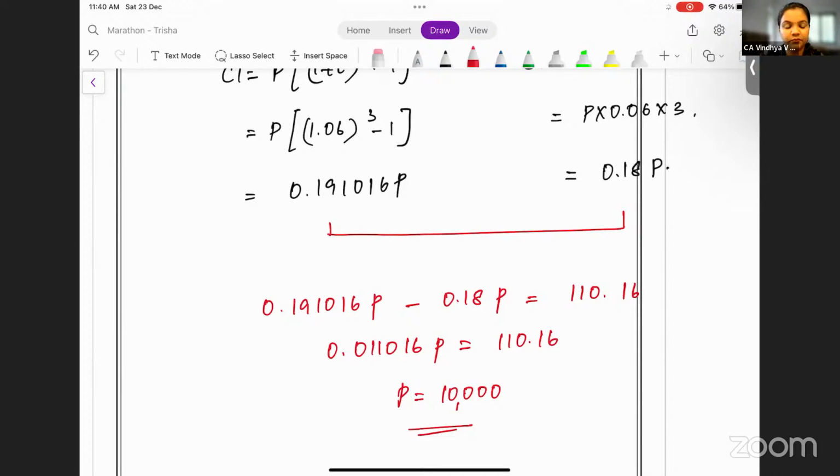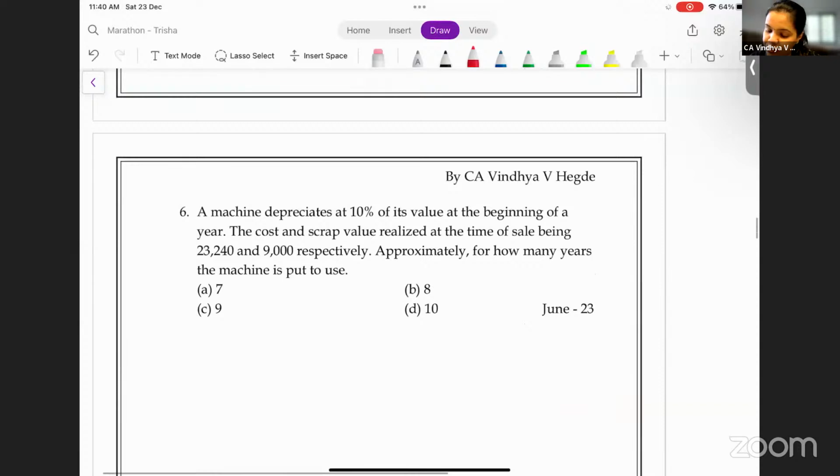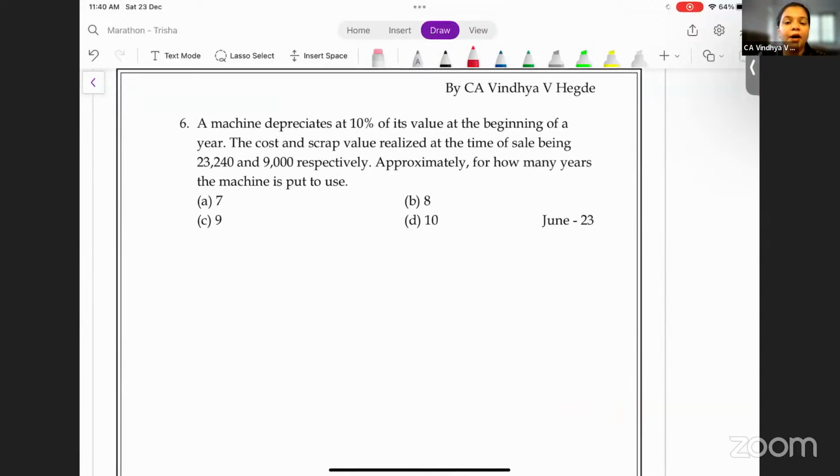All right. Let us go to the next question. A machine depreciates at 10% of its value at the beginning of the year. The cost and the scrap value realized at the time of sale are... Listen carefully. When a machine is depreciating, the value reduces. When the value reduces, today's value will be higher and tomorrow's value will be lower. Today's value is present value. Tomorrow's value is future value. So today's value will be higher and tomorrow's value will be lower.